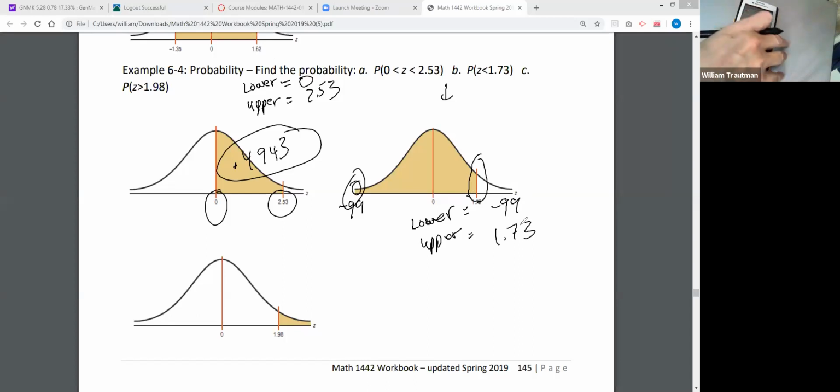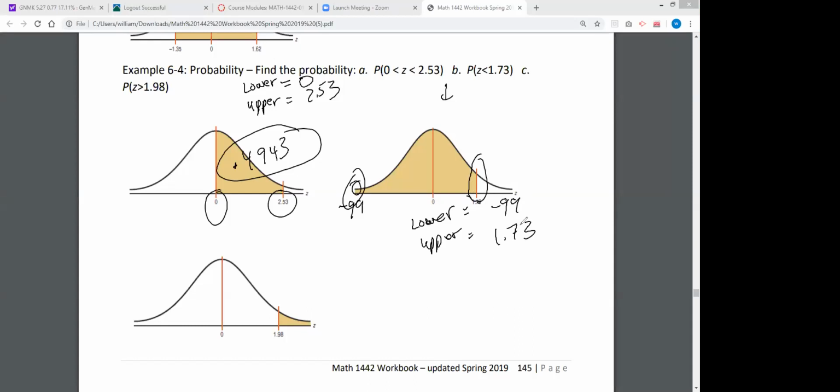1.73. All right, so let's put those in our calculator. Second vars, number 2. We always use number 2. Don't use number 1. You'll get the wrong answer. Second vars, normal distribution, number 2. I'm putting negative 99 and 1.73. Okay, that's what I wrote down.